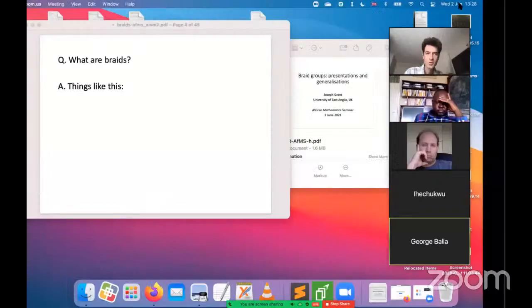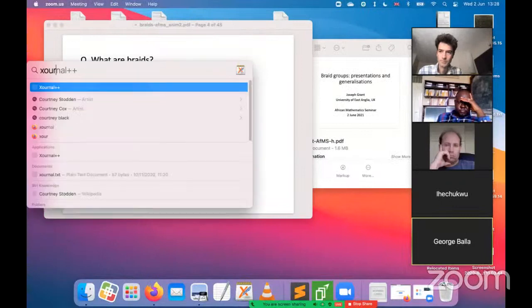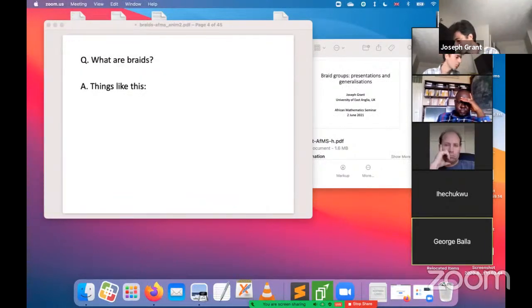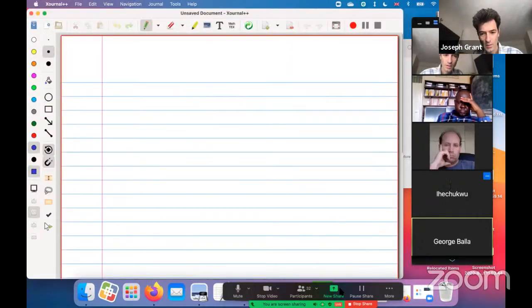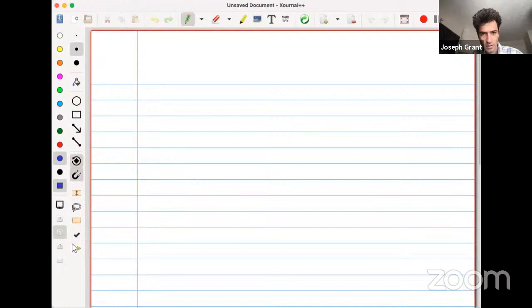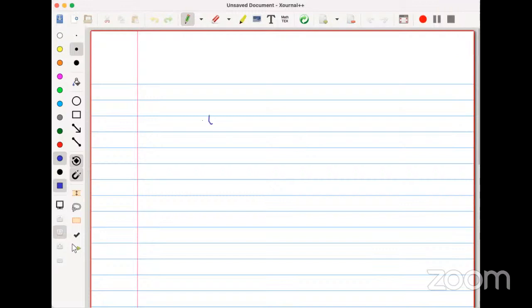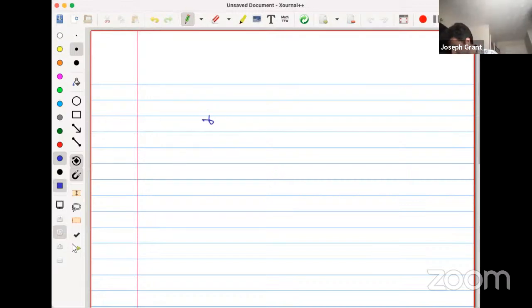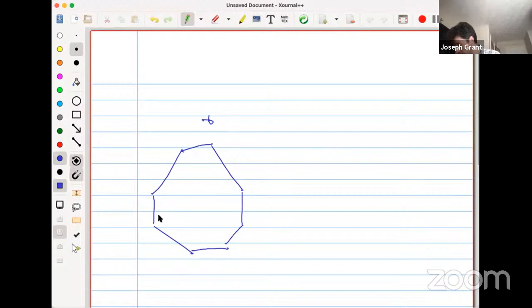Okay, so I want to imagine... Let me try and draw something. Okay, I want a new share. Can you see a notepad now? Yes. So maybe this is easier if I draw it out. Right, so here is my triangulation.